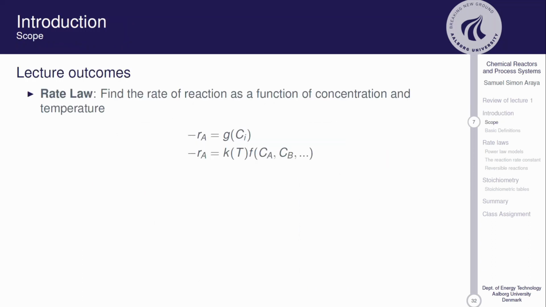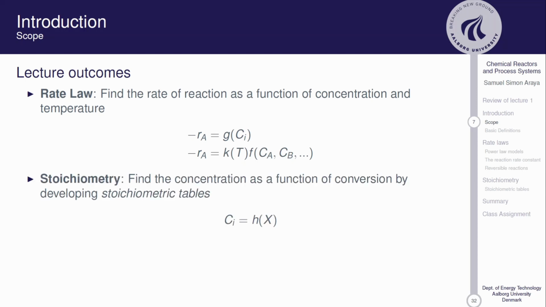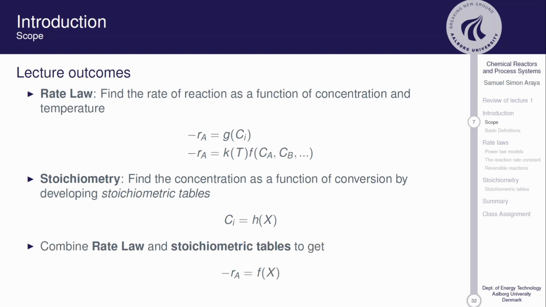So in this lecture today we will learn what a rate law is, so basically the power laws, to find the rate of reaction as a function of concentration and temperature and other parameters that we will look into. And then we will learn stoichiometry, basically find concentration as a function of conversion by developing stoichiometric tables. When we combine these two, the rate law and stoichiometry, we will be able to have the rate as a function of conversion, which is what we needed to do the design of a reactor based on the mole balance and design equations from last lecture.